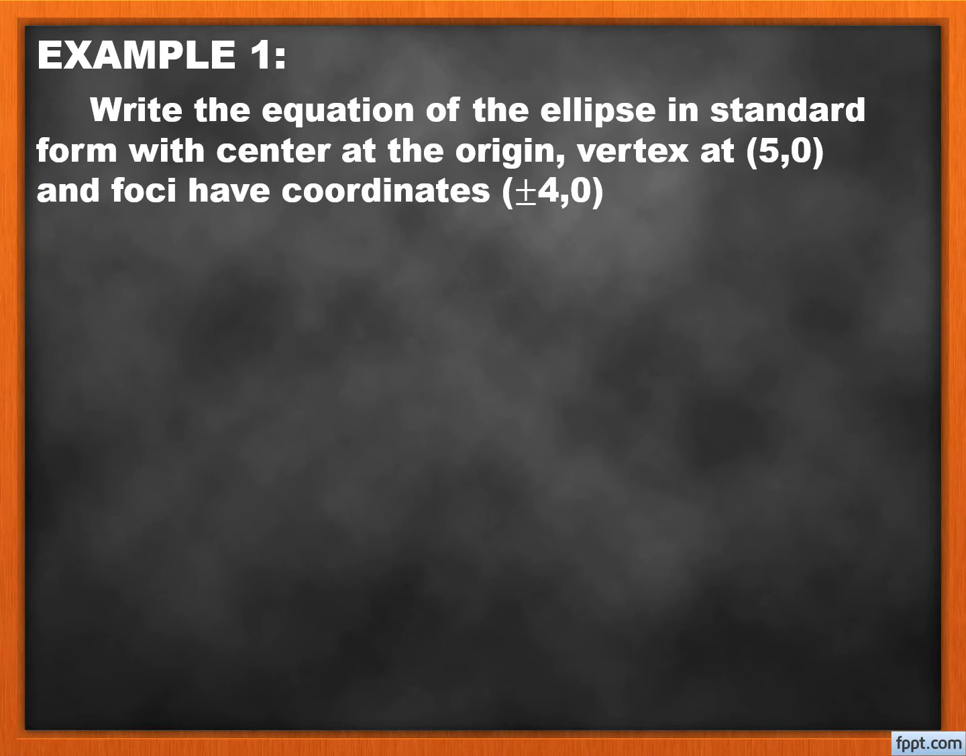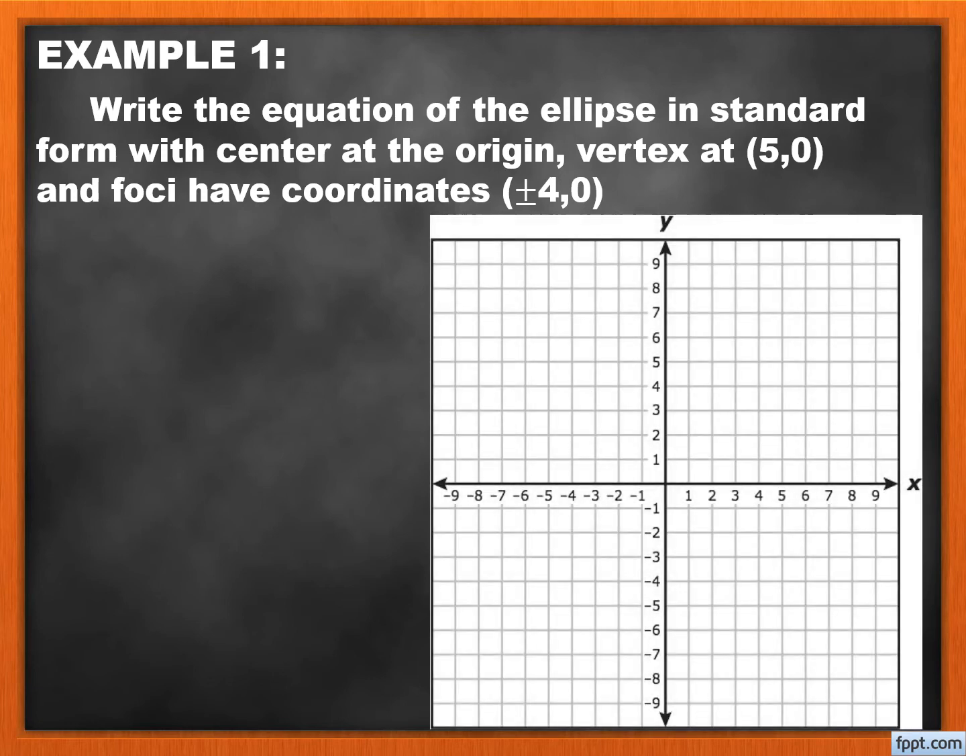Let us have the first example. Write the equation of the ellipse in standard form with center at the origin, vertex at (5, 0), and foci have coordinates at positive and negative 4, 0. First, you must graph the given values or the given parts of the ellipse. The center is at the origin. One of the vertices is at (5, 0), and foci have coordinates (4, 0) and (-4, 0).